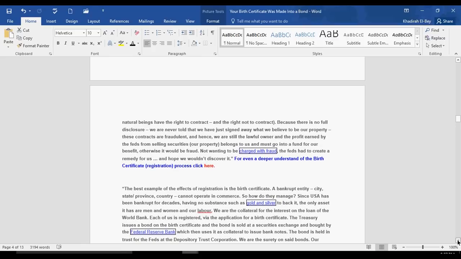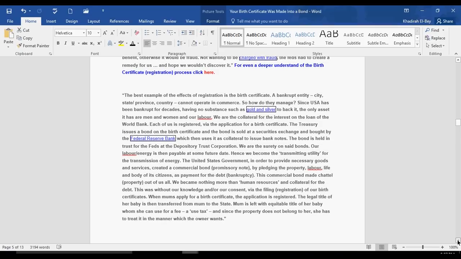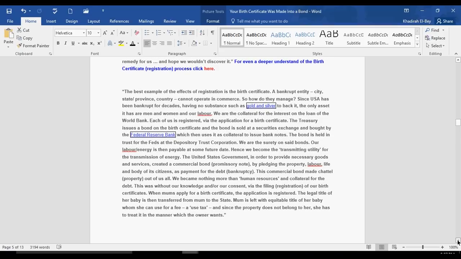And the best example of the effect of registration is the birth certificate. A bankrupt entity, city, state, province, country, cannot operate in commerce. So how do they manage? Since the United States has been bankrupt for decades, having no substance such as gold and silver backing it, the only assets it has are men and women and our labor. We are the collateral for the interest on the loan of the World Bank, right? Or what is called the IMF, the International Monetary Fund, all right? And the Federal Reserve Bank. All three of them together create a centralized banking system.